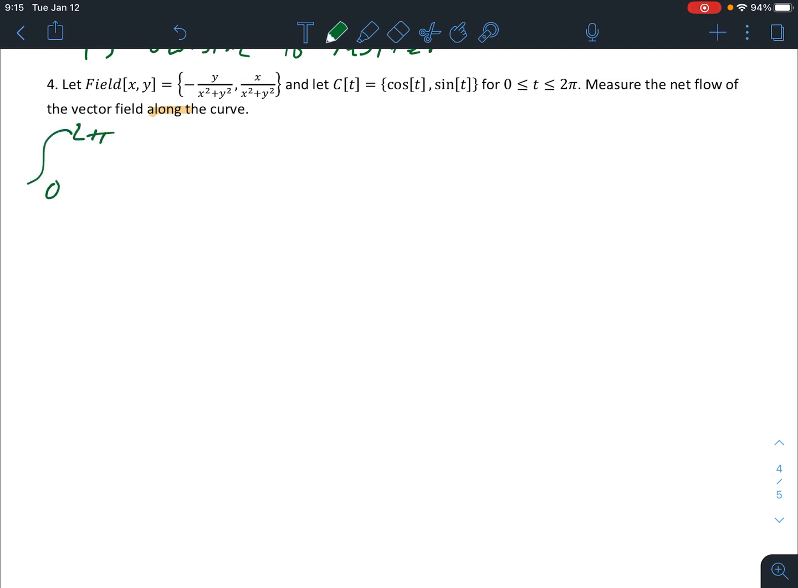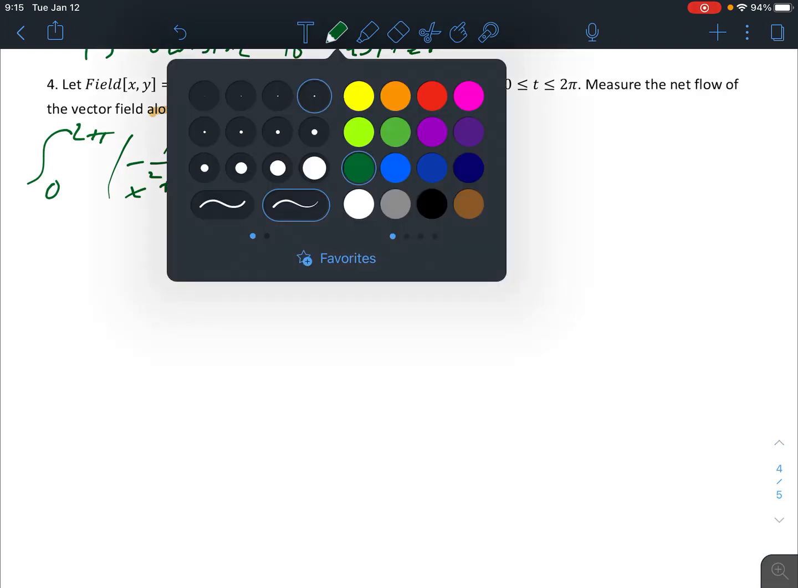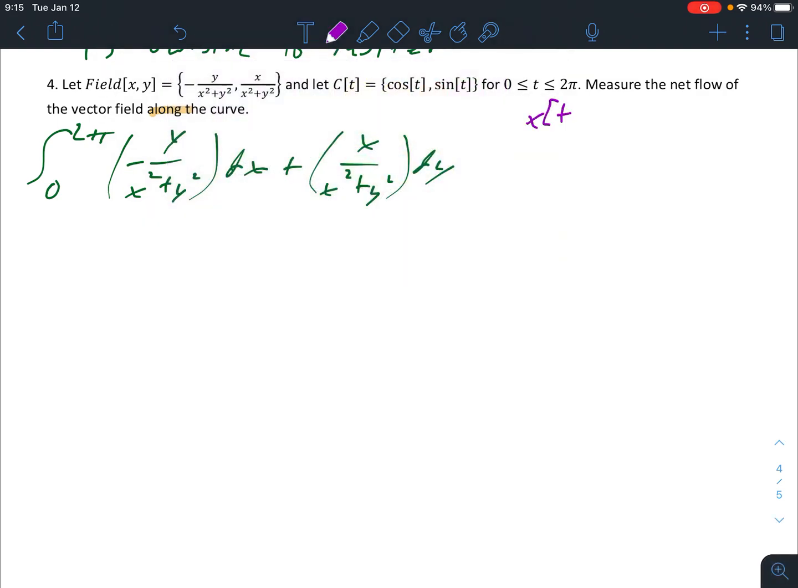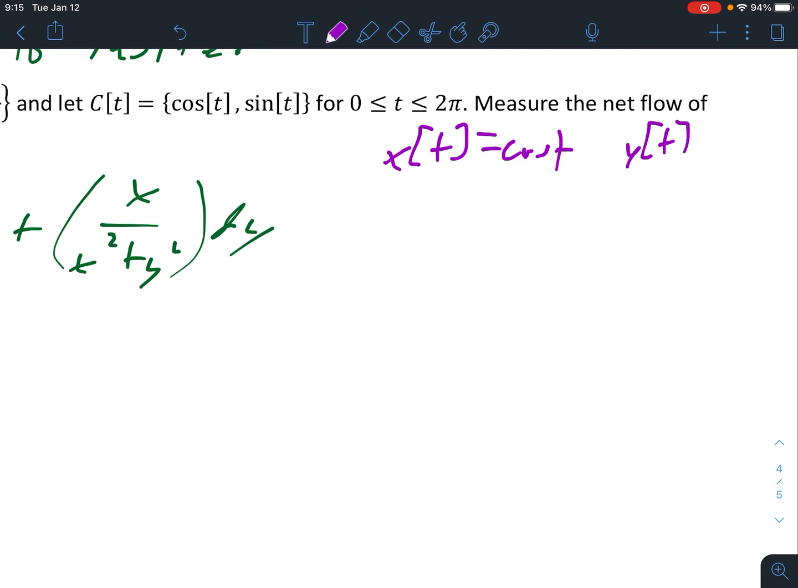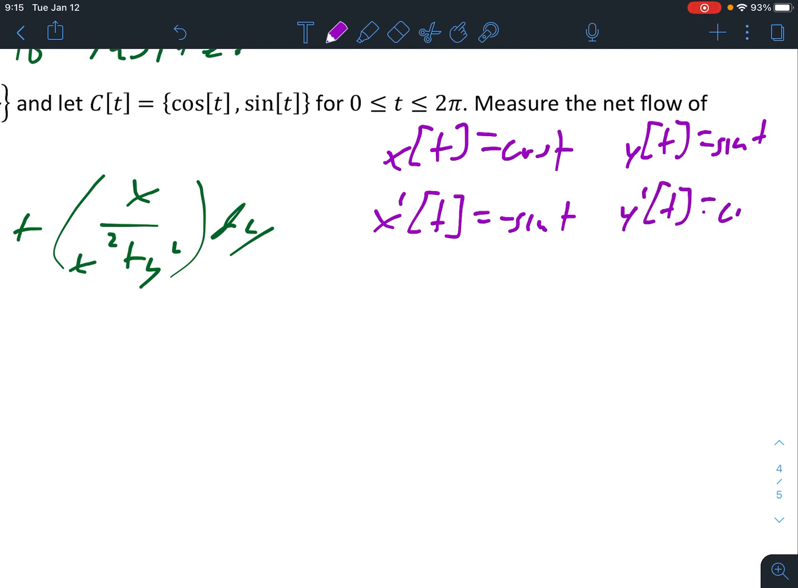Integral from 0 to 2 pi of M dx plus N dy. Okay, and maybe we should get those here first. We already know x is cosine t and y is sine t. So then x prime is negative sine t, and y prime is cosine t.